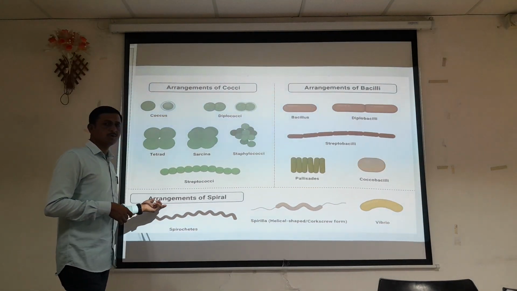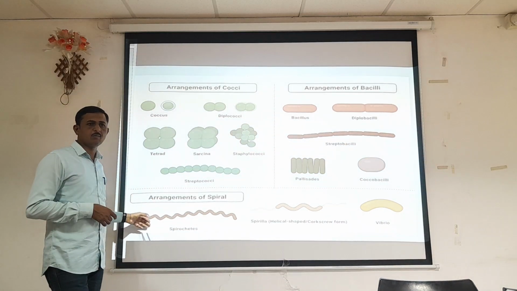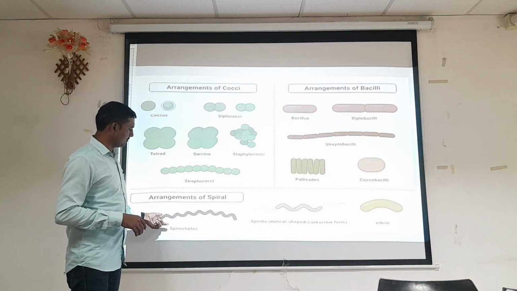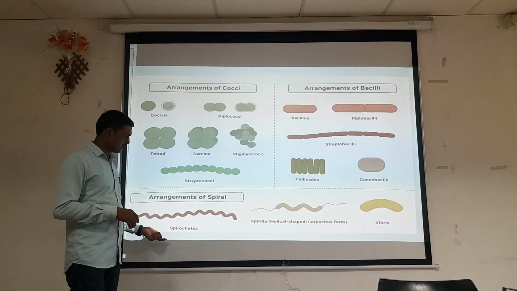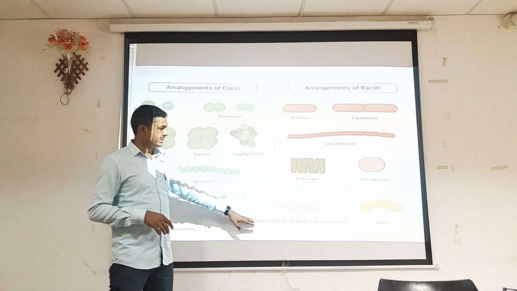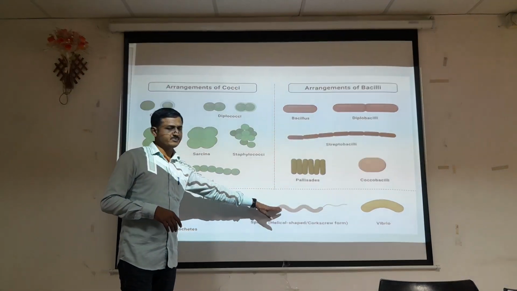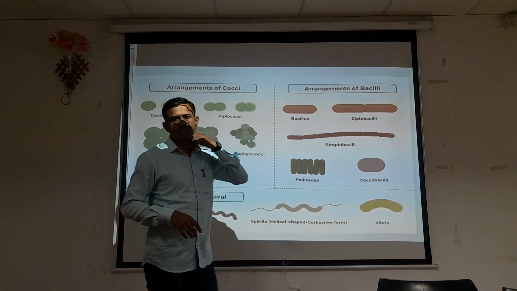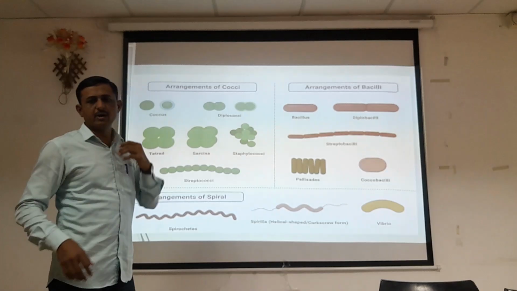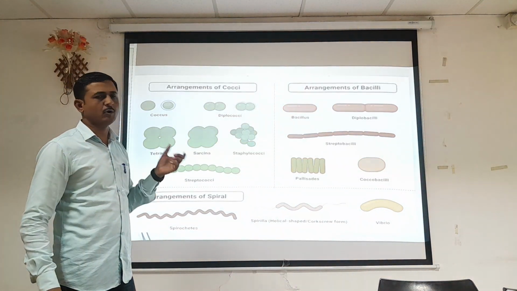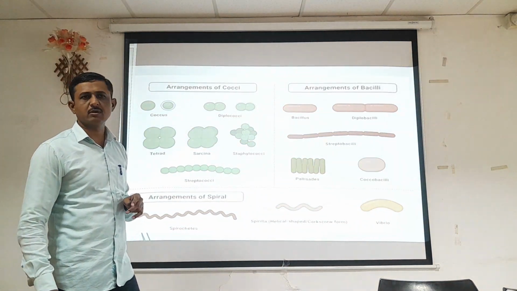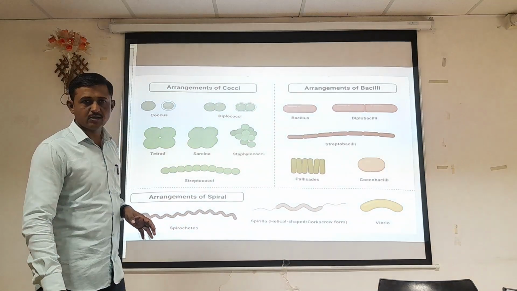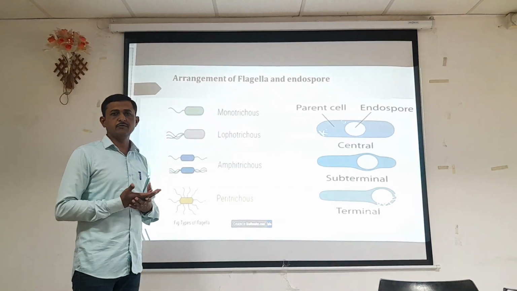Apart from that, the spiral arrangement is a rod shape of bacteria, but irregularly bent at several places. That's why they are called spirochetes. This type of arrangement you can also call spirilla, and this comma shape, curve type of bacterial cell, is called vibrio, or comma shape, and an example is Vibrio cholerae. So on the basis of arrangement of bacterial cells, you can distinguish bacteria into different groups.